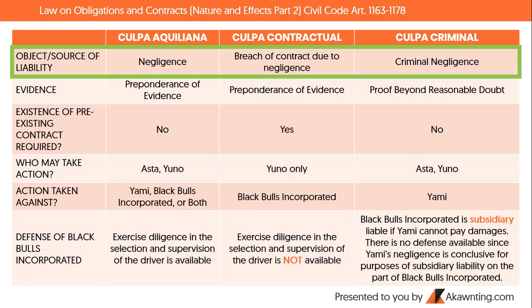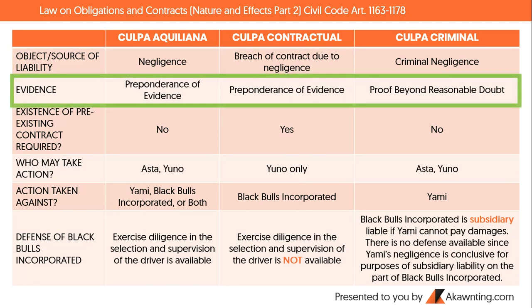Second, culpa contractual, the source of the liability is the breach of contract due to negligence. Okay? So, in here, the source of obligation is contract. Okay? So, contract po yan. And lastly, the source of liability in culpa criminal is the criminal negligence. Okay? So, in here, the source of obligation will be delic. Okay? Next, we have the evidence.